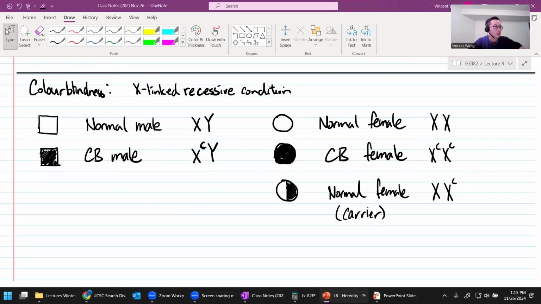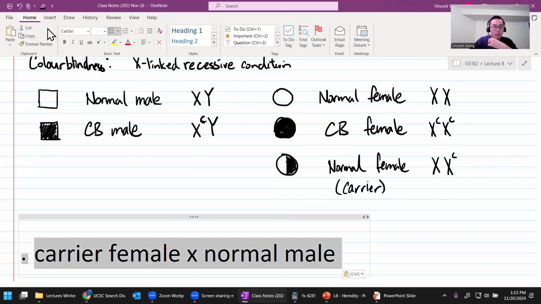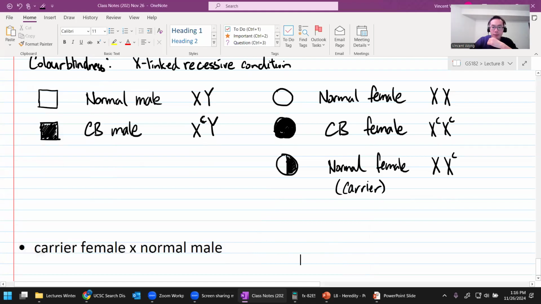Let's do some of the questions in example 8. The first one is carrier female cross normal male. Carrier female cross normal male. So the carrier female is X X^C and the normal male is XY.